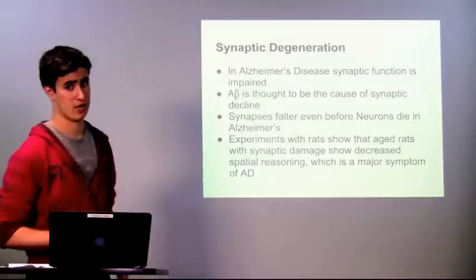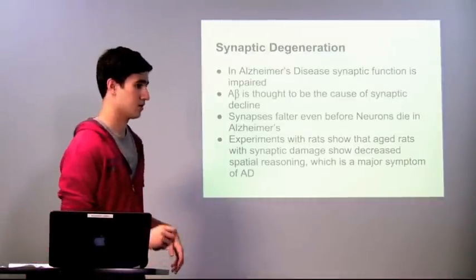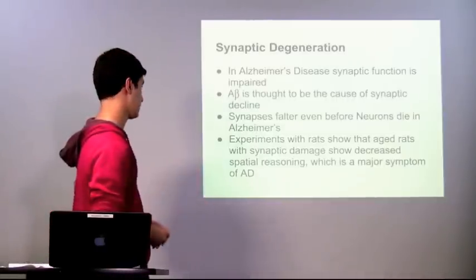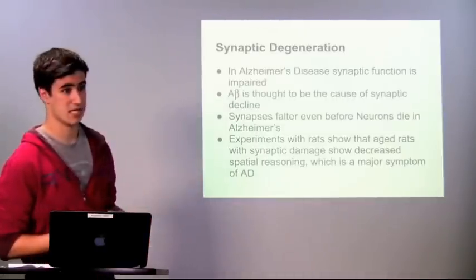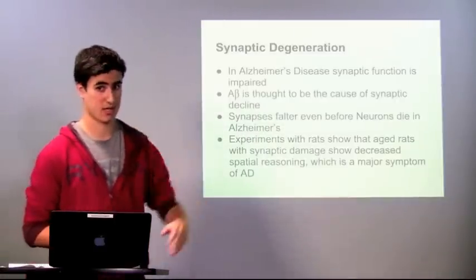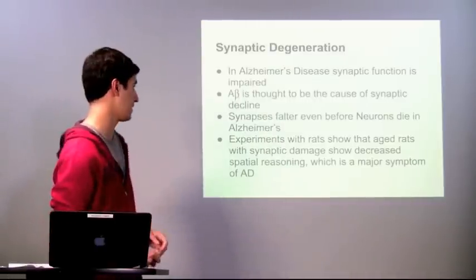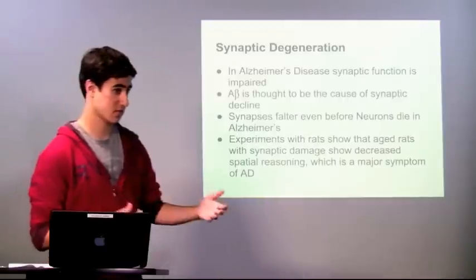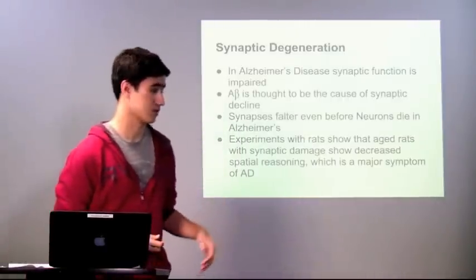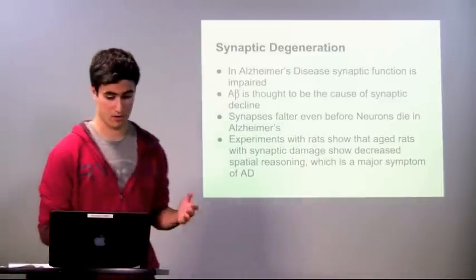I'll show you a diagram in the next slide that tries to show what they think is the impact of amyloid beta on the synapse. So synapses falter even before the neurons die in Alzheimer's. Synaptic function starts to decline before neurons start to pass away, and the rate far outstrips that. And some recent experiments with rats show that aged rats with synaptic damage show decreased spatial reasoning, which is another major symptom of Alzheimer's disease.